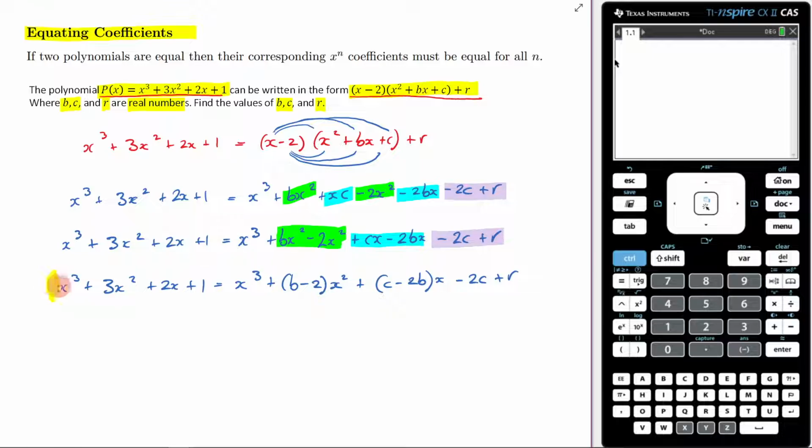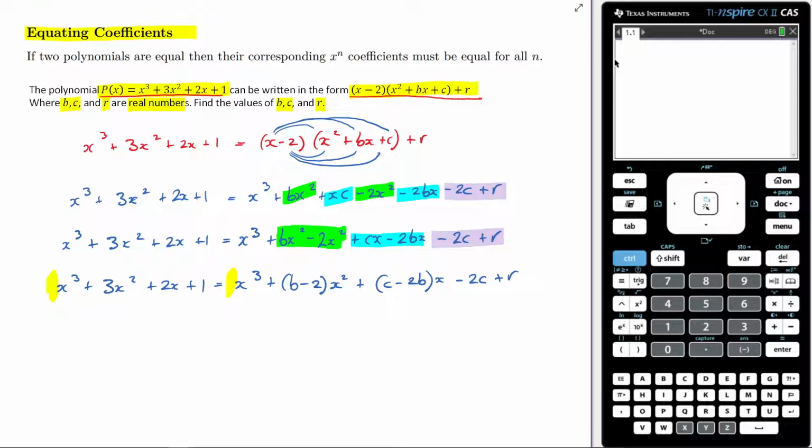whatever the coefficient of my x cubed term is has to be equal to what it is over here. I'm equating the coefficients. Now, in this case, would you agree that the coefficient of the x cubed is 1 here, and the coefficient of the x cubed here is also 1? So that's nice and easy. But let's now go to the next one here.